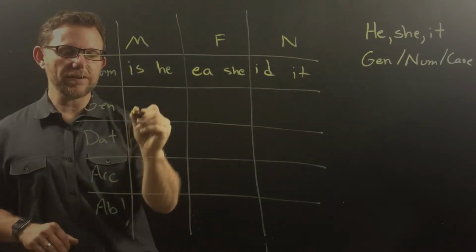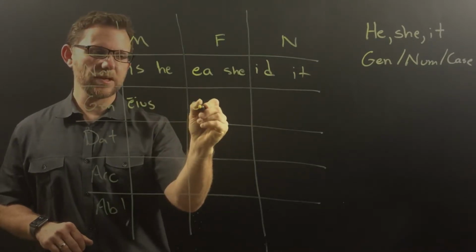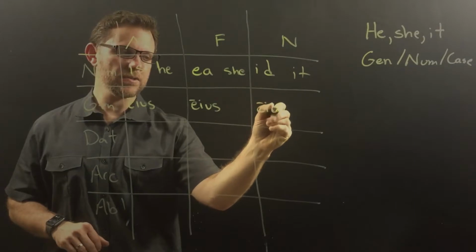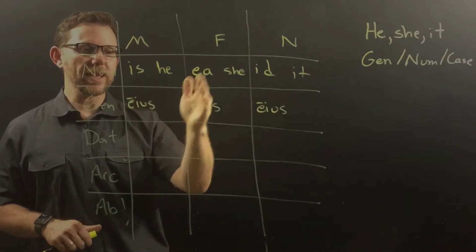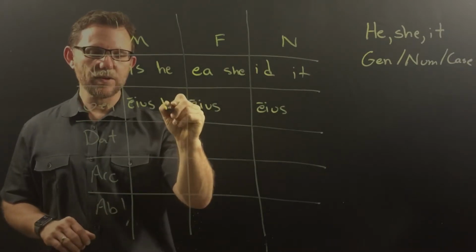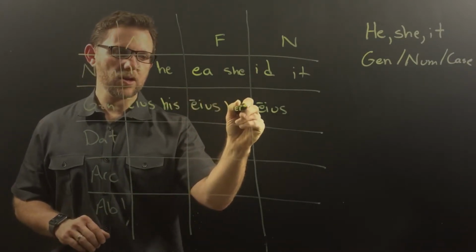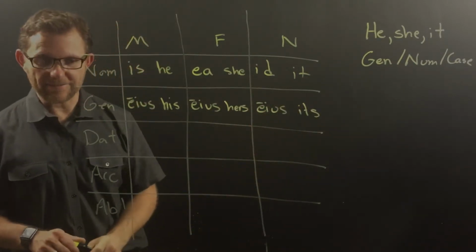And then we have our genitive forms, which are all the same for the different genders. Eius, eius, eius. So the beginning of our chant is is, ea, id, eius, eius, eius. And we're going to translate this as his, hers, and its, because the genitive is for possessive nouns.